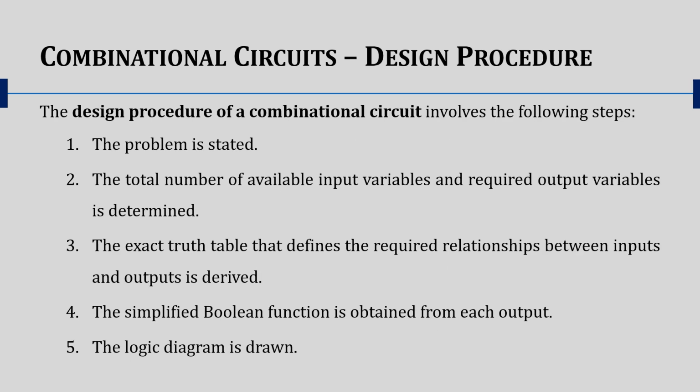The design procedure of any combinational circuit involves the following steps. First, we need to state the problem. Then the total number of available input variables and the required output variables are determined. The truth table that defines the relationship between the inputs and outputs is derived. Then obtain a Boolean function from the truth table and draw the logic diagram of the circuit.